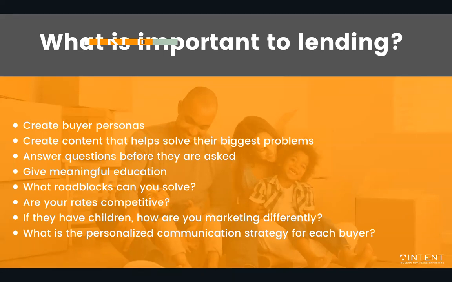If they have credit problems, if they have employment issues, how are you creating a game plan to market to that person after that? Are your rates competitive? Are you able to say, no matter what, I'm gonna close this loan? If they had children, how are you marketing differently to those people? And if you think that's not a big deal, my goodness, I can tell you it is a massive deal when you're talking about how to prepare children for a move, getting them involved and excited, and making them part of the process. What is the personalized communication strategy for each buyer?